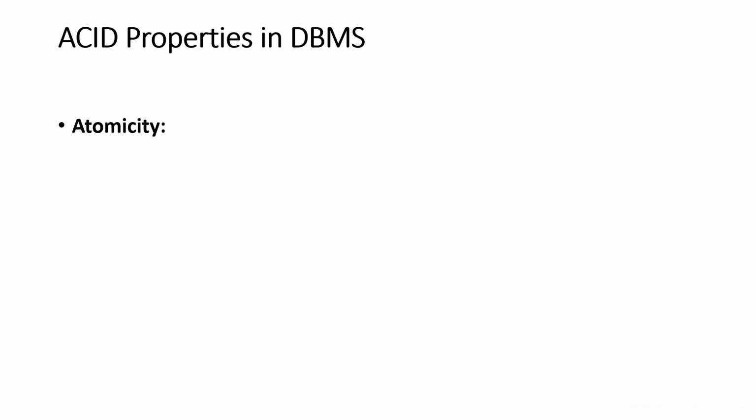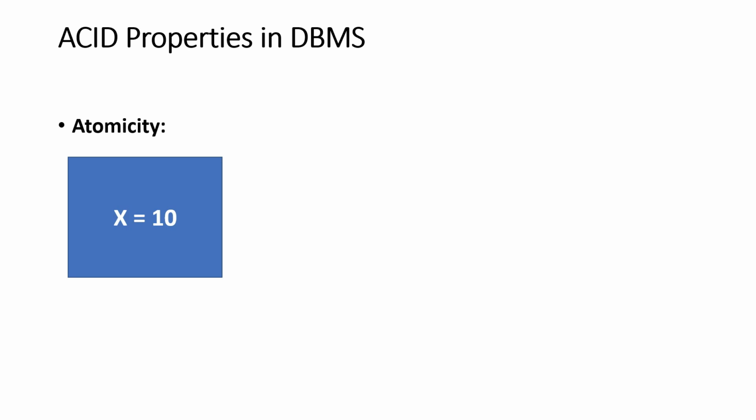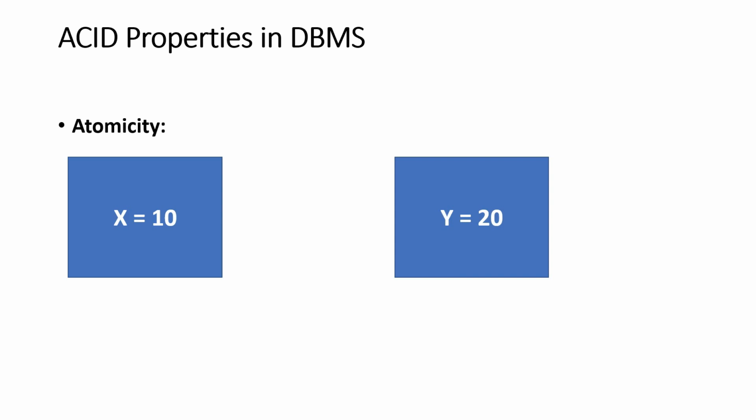We can understand this concept by a simple example. We have two accounts. The first account is X and its initial amount is 10, and the second account is Y and its initial amount is 20. If we want to transfer 5 rupees from account X to account Y, then what happens in reality? First it deducts the 5 rupees from account X and then adds the 5 rupees to account Y, and the amount in Y increases by 5 rupees.